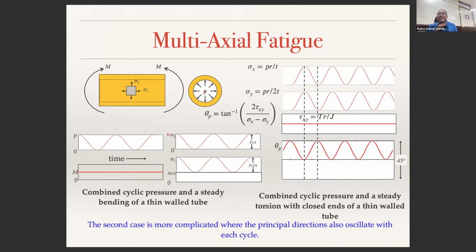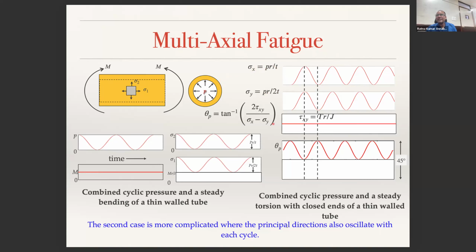So when we look at multi-axial fatigue loading, let us take the scenario of a pressure vessel, which is subjected to bending but also internal pressure. If you look at the internal pressure, you have two stresses: the longitudinal stress and the hoop stress. They vary as PR by 2T and PR by T, where T here is thickness.